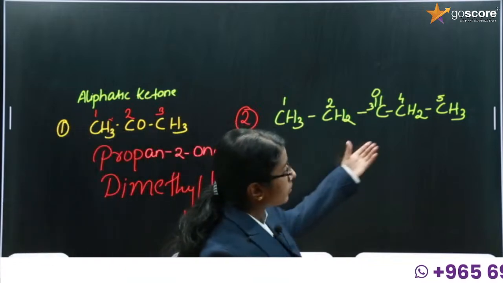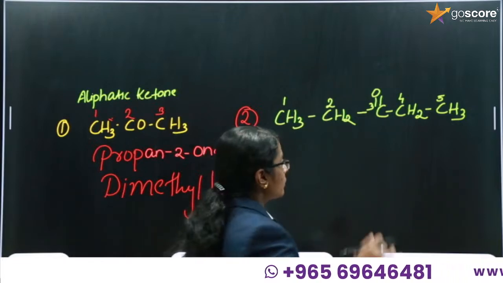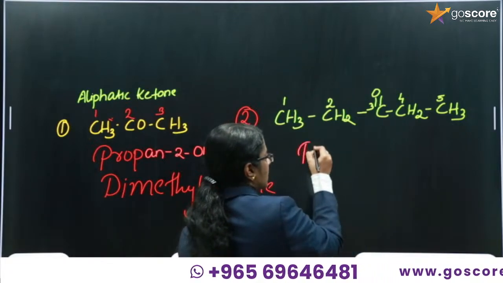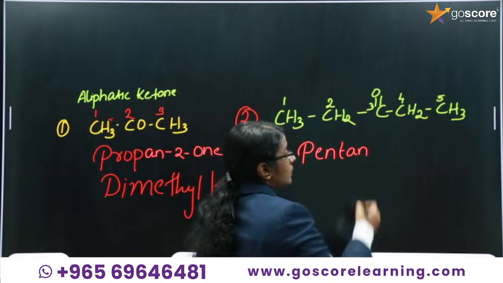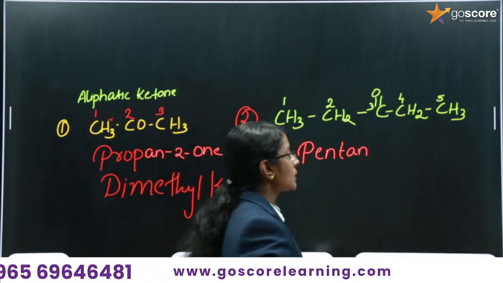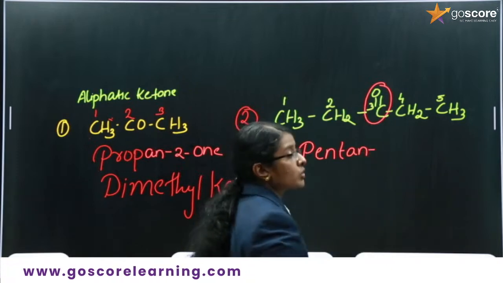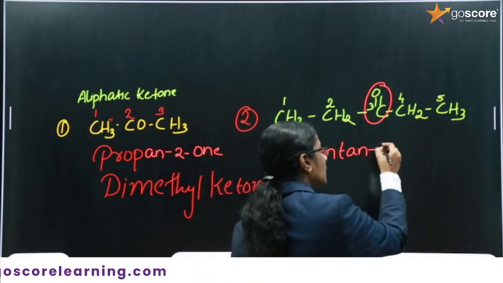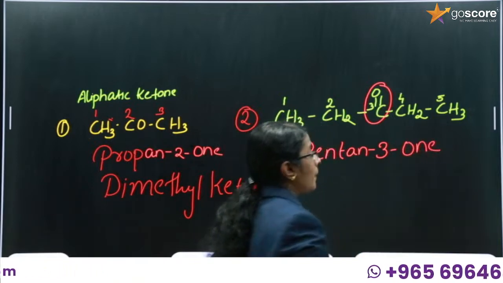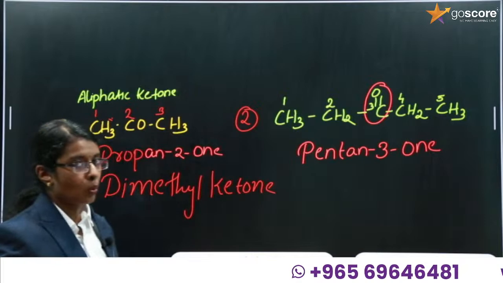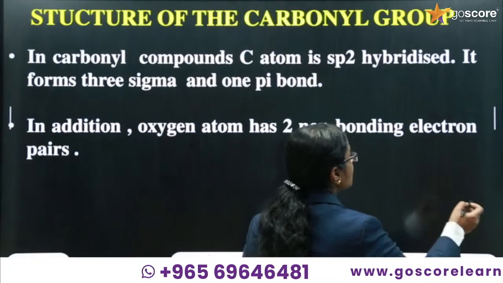How many carbon atoms are there in this compound? Five. So it is pentane. In which position is the ketone group? The ketone is on the 3rd position. So you have to indicate the position of the ketone. That is pentane 3 one.